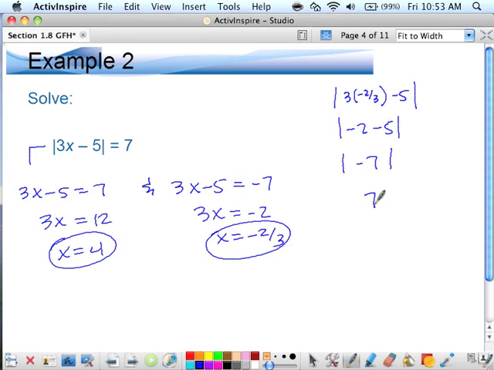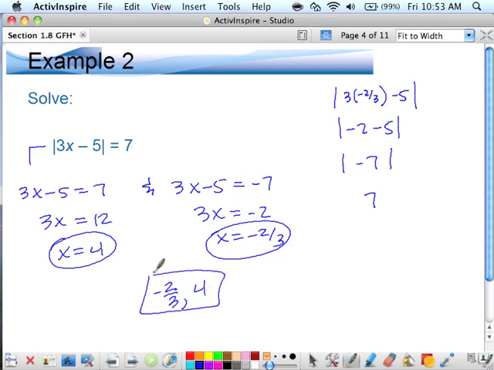For those of you who are trying to store and check in your calculators, do you remember where to find the absolute value symbol? It's hidden under the math menu, but you can also find it under second catalog, second 0. It's one of the first things listed there. So if you want to store and check instead of doing it by hand, there are the two answers.